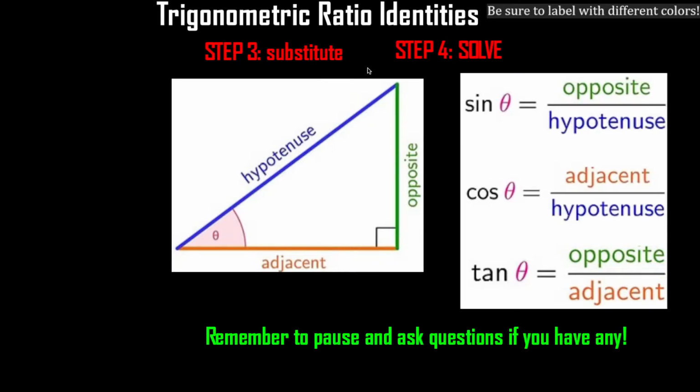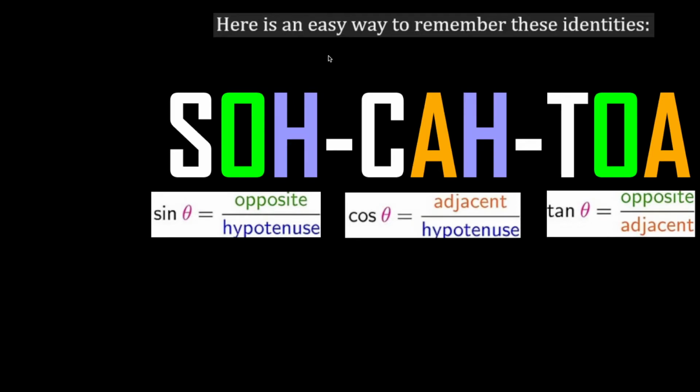And once you select your trig ratio, step 3 is we substitute, and the last step is we solve. And you'll see what those look like in just a second. But an easy way to remember these, because there are a lot of them, and again, always feel free to pause and ask questions at any point in time, is like this.